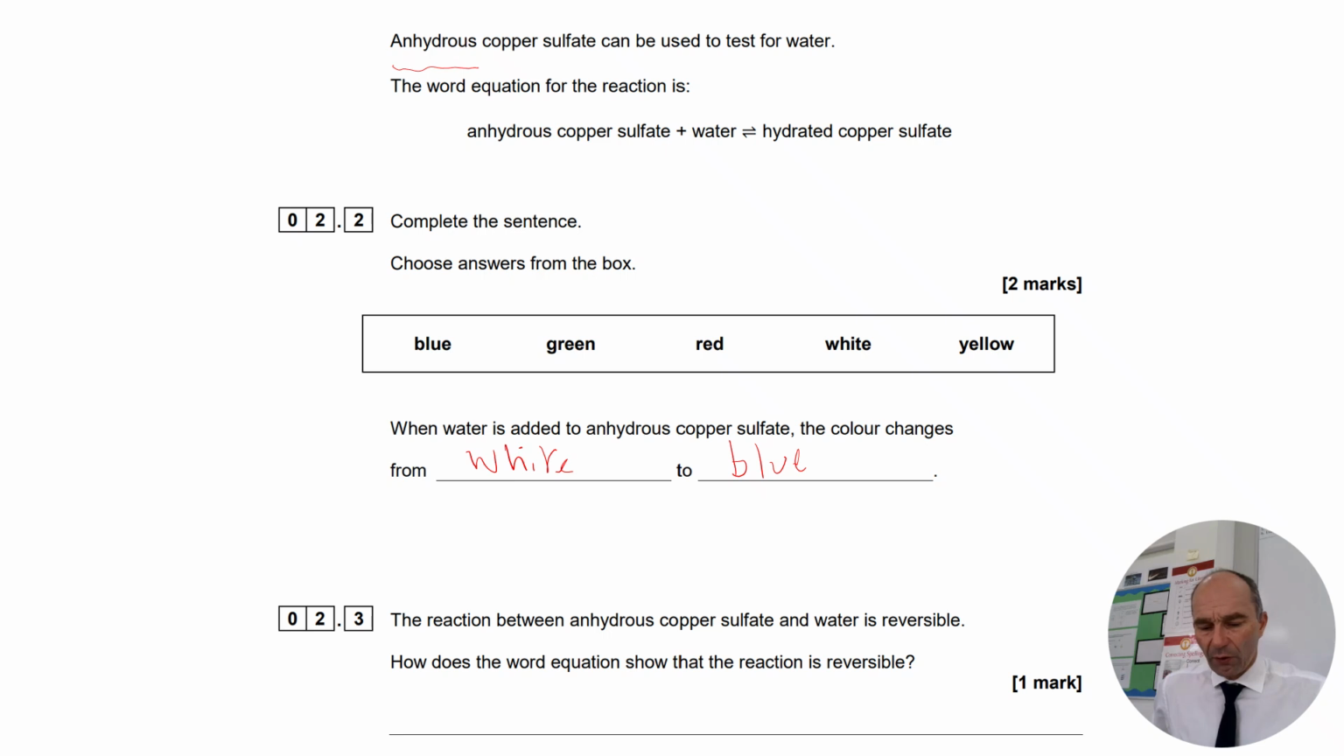And then on question 2.3, the reaction between anhydrous copper sulfate and water is reversible. How does the word equation show that? Well, it's the sign. You've got that reversible sign showing like a backwards and forwards type thing. That's all you need to put to show that this is a reversible reaction.